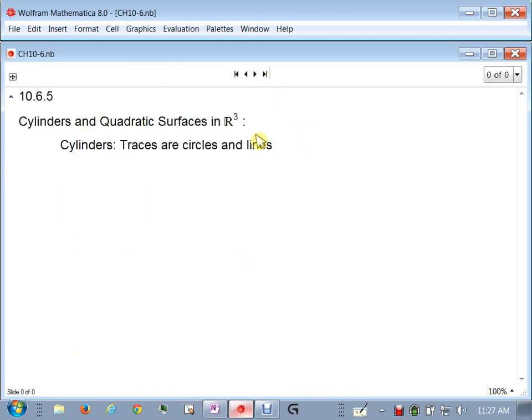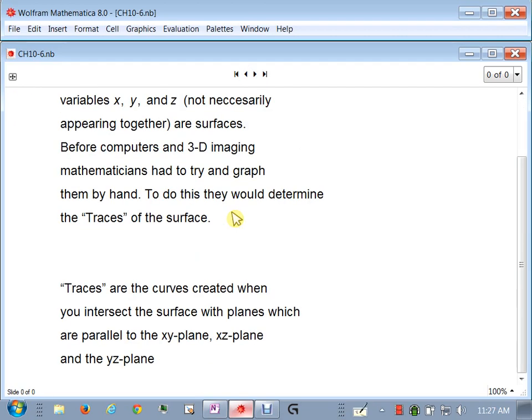Here's your first example of a quadratic surface, a cylinder, right? An infinite beer can, right? The traces are circles and lines. So let me go back to traces.